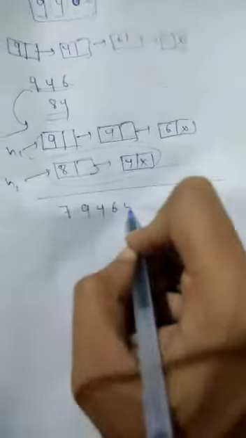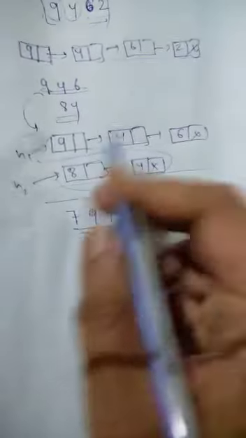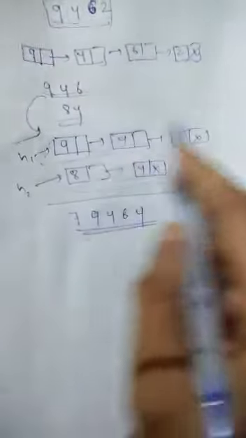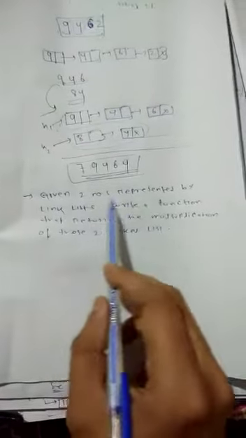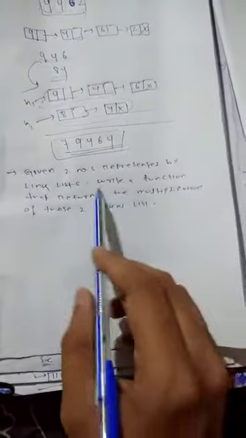Then these two numbers are represented using linked list. Then after multiplication, what do you find? The result is 79464. Okay, so this large number is represented by a linked list, and after multiplication we find this output. So to do multiplication of two large numbers using linked list, what rules do we follow? See here. Two numbers are given, represented by linked lists. Write a function that returns the multiplication of these two linked lists.